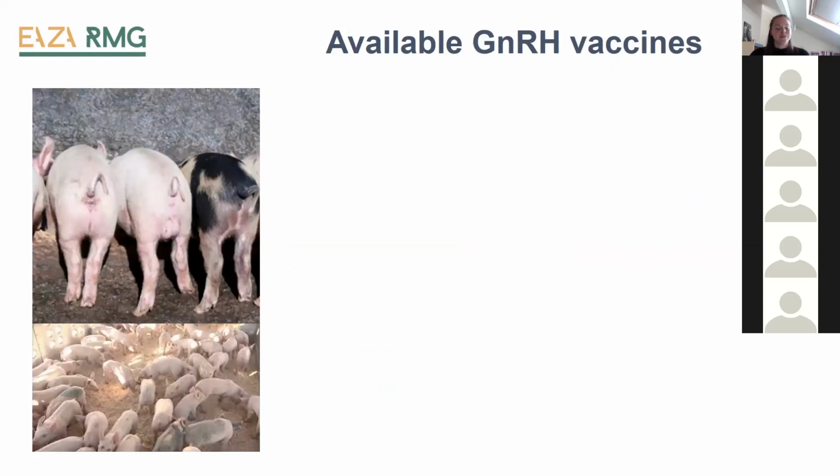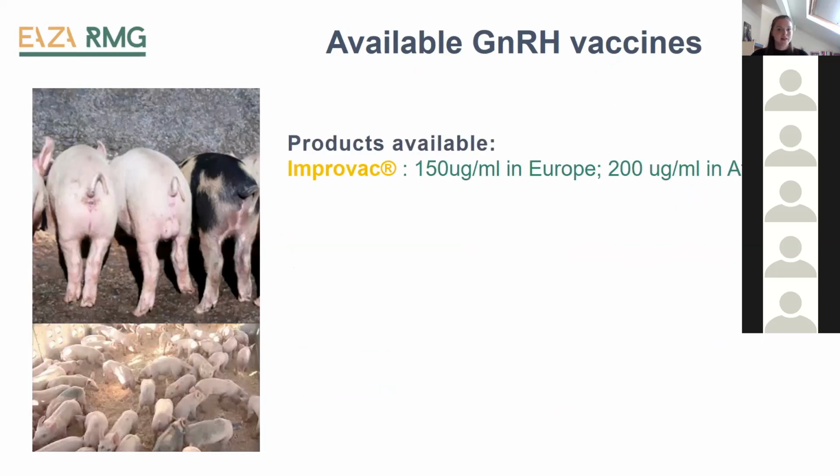There are a couple of different GnRH vaccines that are commercially available and that are used in Europe. So first we have Improvac. This is 150 nanograms per milliliter in Europe of active protein conjugate. And in African countries, the same product has 200 nanograms of protein conjugate per milliliter. So it's really important that when you're adding information about Improvac to the database, that you're providing us with the amount of protein conjugate rather than the milliliters used in each injection.